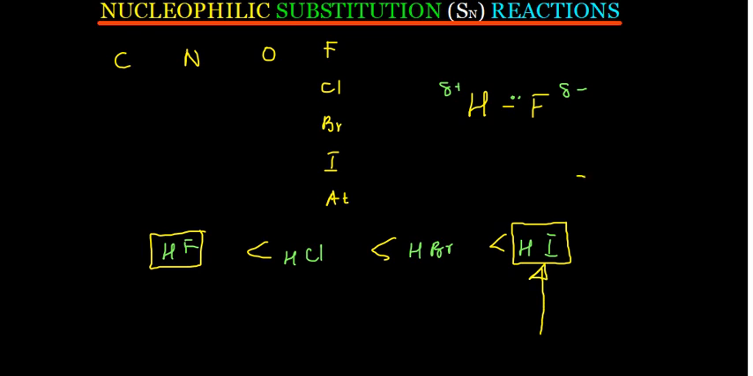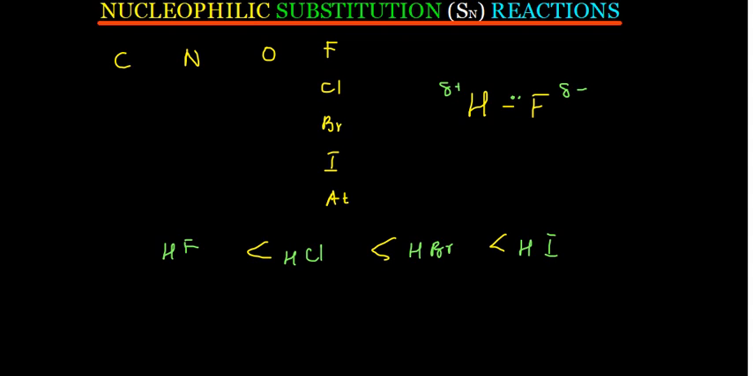The reaction involving hydrogen iodide is going to be much faster than the reaction involving hydrogen fluoride. The reason for that is this bond can easily be broken as compared to this bond which is in hydrogen fluoride. So that is when we are talking about going down the group.